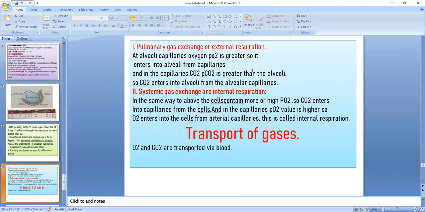And last, it is pulmonary gas exchange or external respiration. Indaka nenu cheppindi alveoli daggara jarige danni pulmonary gas exchange or external respiration antam. Okay, whereas the exchange of gases between the tissues and capillaries is called internal respiration, systemic gases exchange antam.